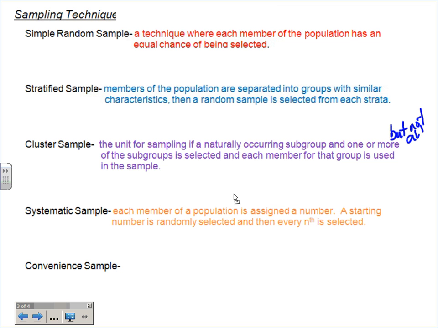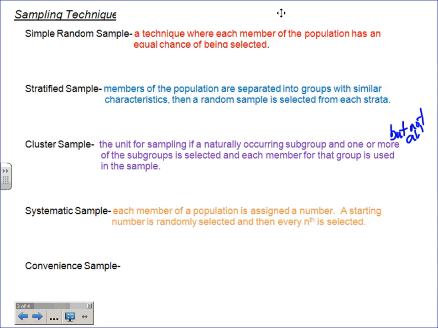Systematic. This is definitely where a computer could come in handy, on one of these. Each member of a population is assigned a number. So in here, maybe you're 1 through 8. A starting number is randomly selected. That's kind of called the random seed, if you want to know what that's called. And then some formula could be made. It doesn't have to necessarily go this way. But then they'll say every nth person is selected. So maybe every third person, every fifth person. Okay.